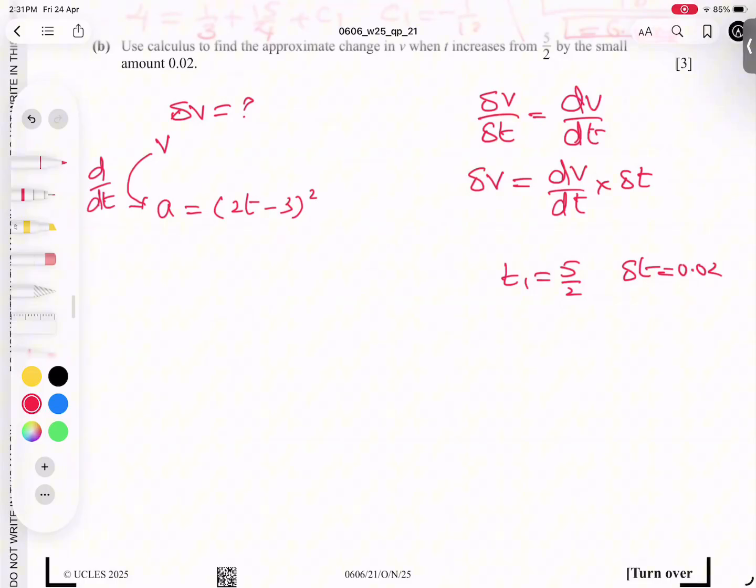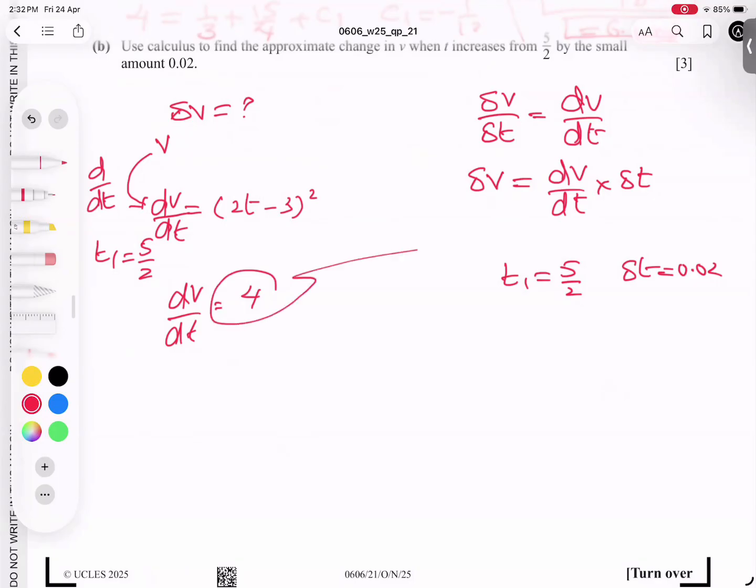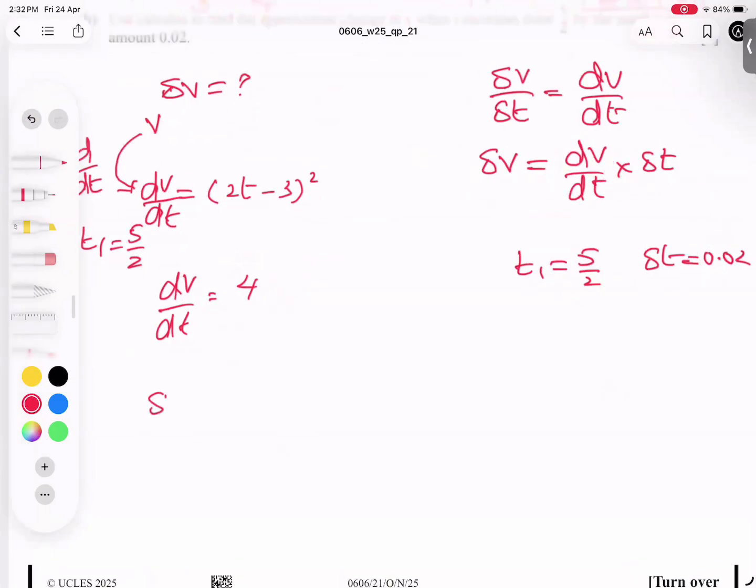Now students, I'm going to plug in the initial value here, and that is 5 over 2. When I plug in 5 over 2, what do I get from here? This is acceleration, or I write dv by dt. So dv by dt is equal to, the 2 cancels, 5 minus 3 is 2, and 2 squared is 4. So 4 is coming with us. Now I'm going to plug in this value here and this value here, and that is our final answer.